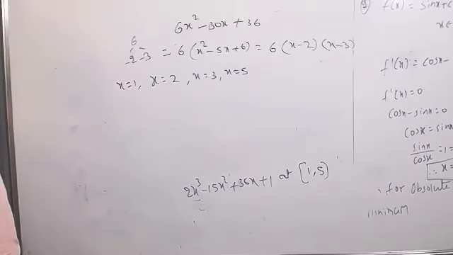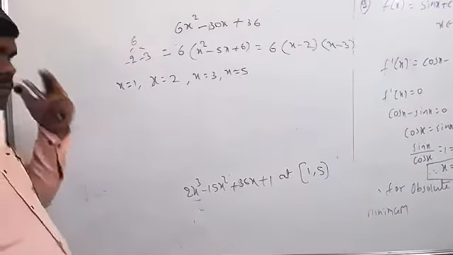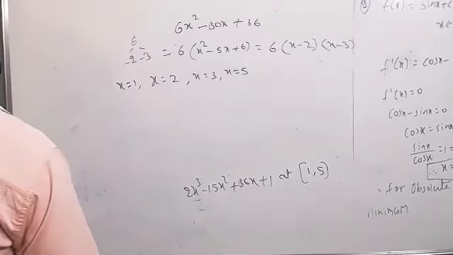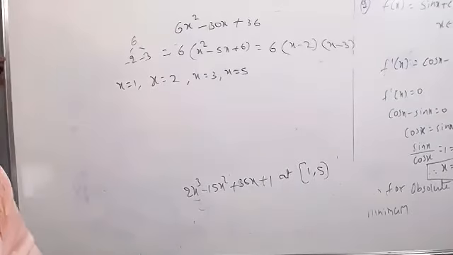Sir, yes, please tell me. Sir, absolute maximum I'm getting 56. Absolute maximum 56. Yes, correct. Absolute minimum I'm getting 24. 24. What is the point? Sir, f of 1. Yes, at x equal to 1. But don't say f of 1. At x equal to 1, we got the absolute minimum. At x equal to 5, we got the absolute maximum value. It's correct? So write it clearly. So absolute maximum is 56 at x equal to 5 and absolute minimum is 24 at x equal to 1.